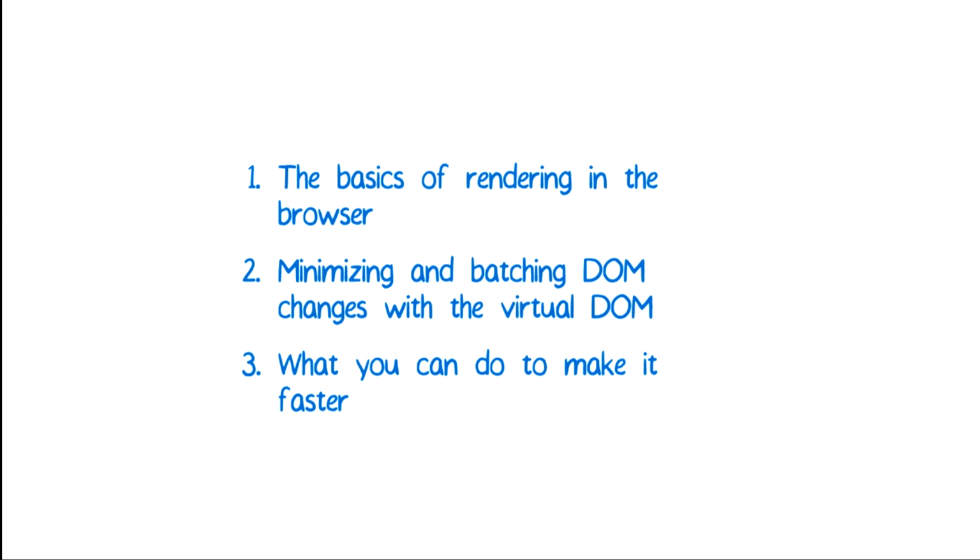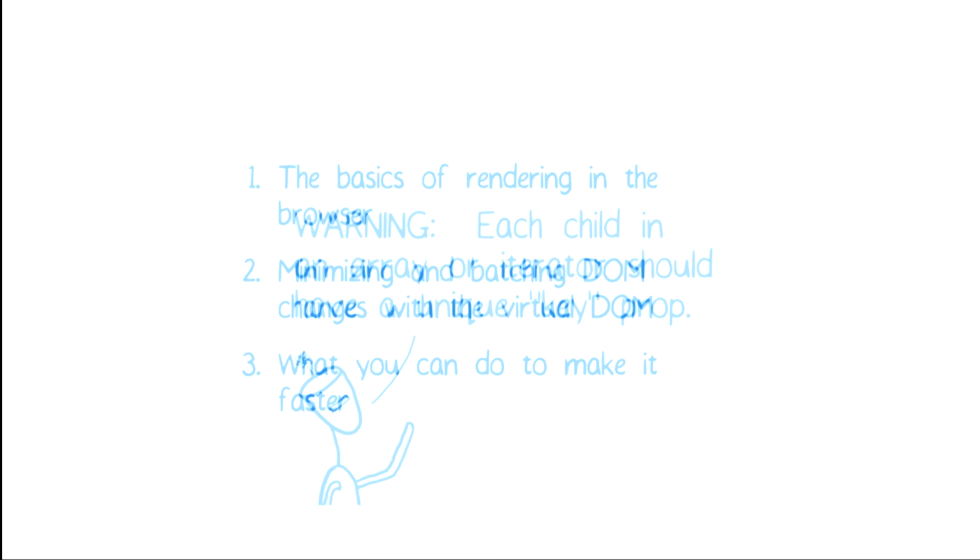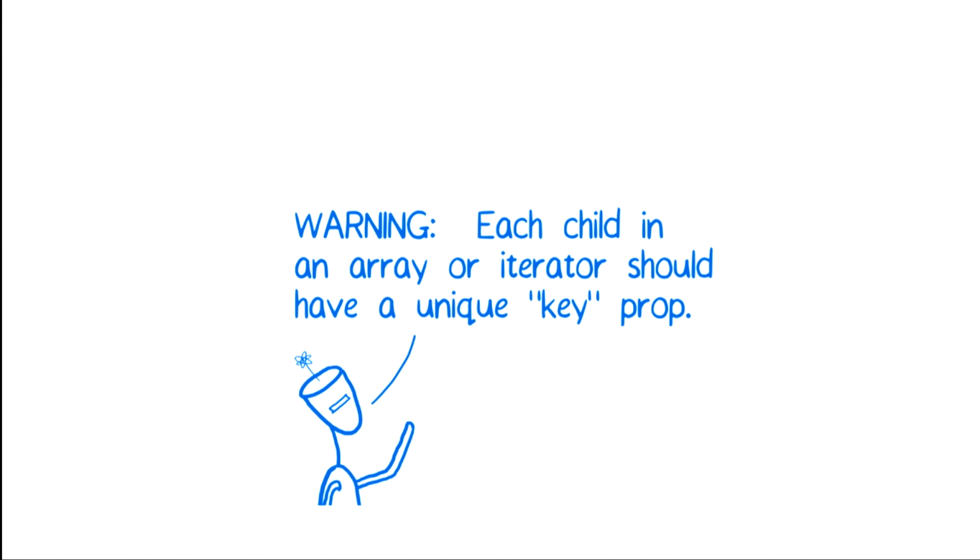And the first technique is one that you probably already know, because React yells at you if you don't do it. Whenever you're creating an array of children, it's going to tell you that you should be using keys for those children. So I want to show you why this can help your performance. To do this, I'm going to need to switch up my example.